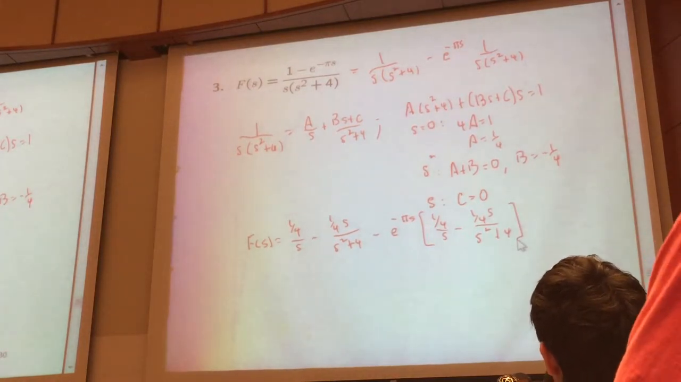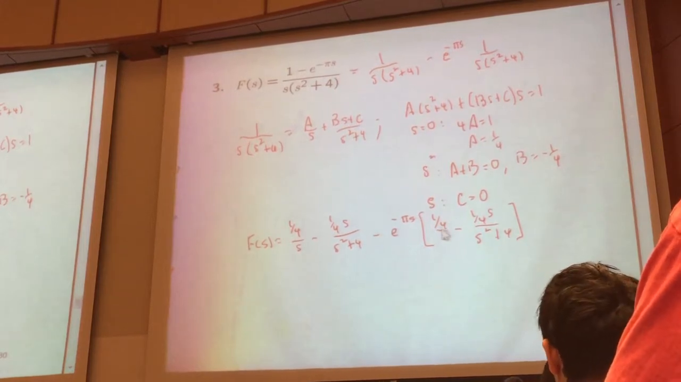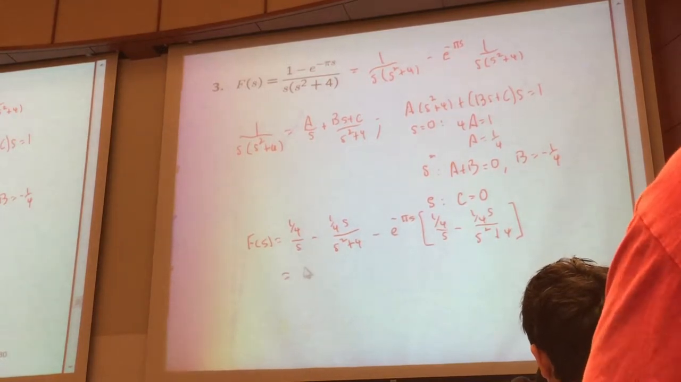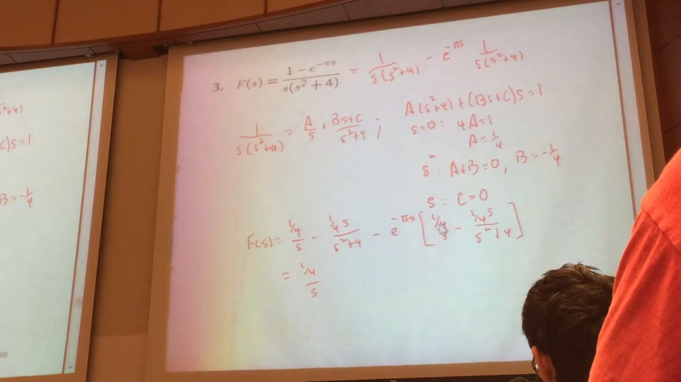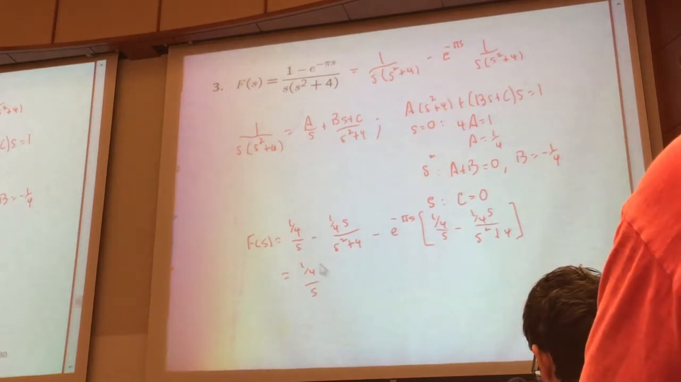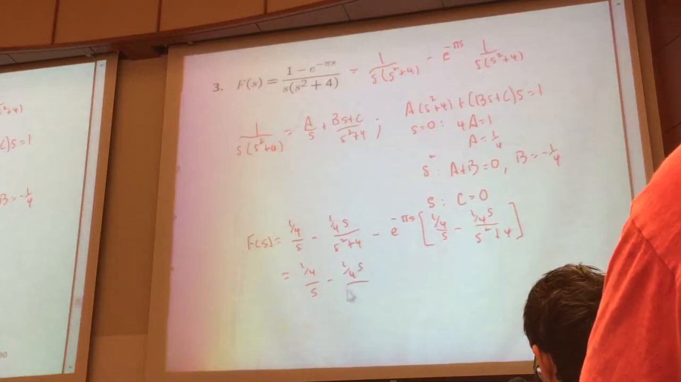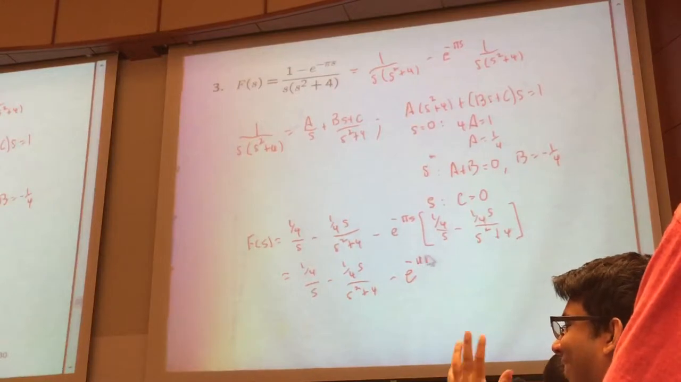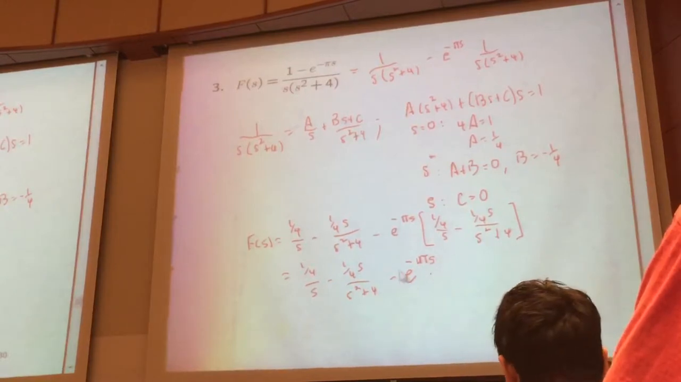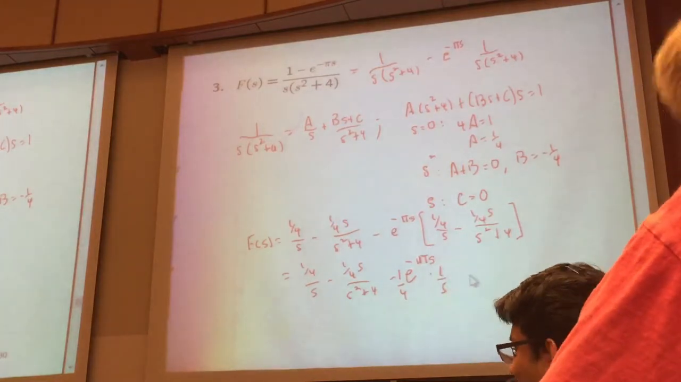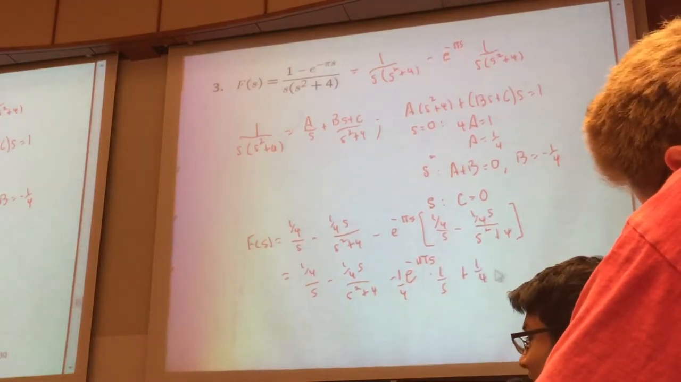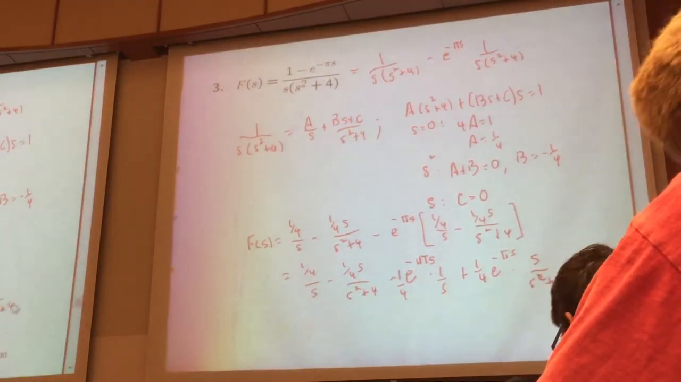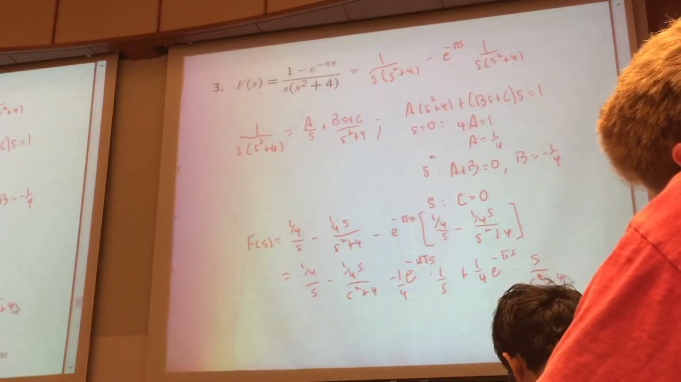Okay, well, I guess we're basically ready to go. We're going to do these terms separately. So I think I'll just write them. I'm going to write one more line because this is a different kind of term from that. So this is minus 1/4 s over s squared plus 4 minus e to the minus pi s times minus 1/4 times 1 over s plus 1/4 e to the minus pi s times s over s squared plus 4. I'm cleaning it up for you all.